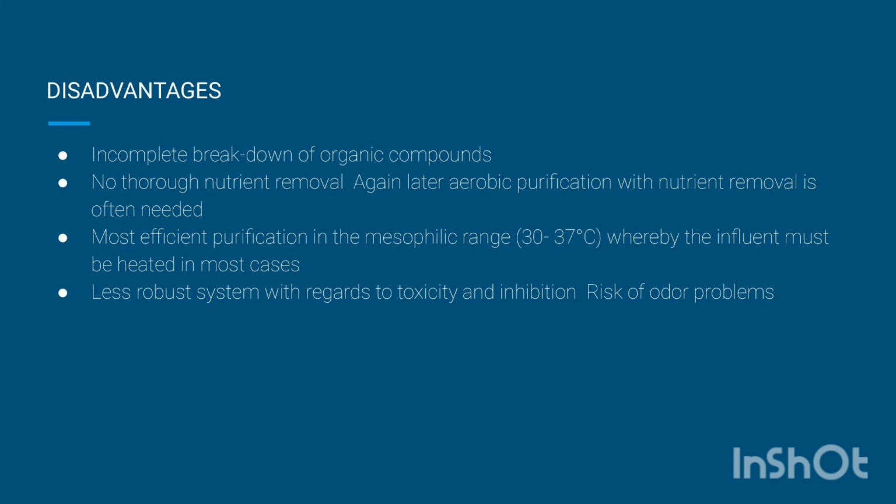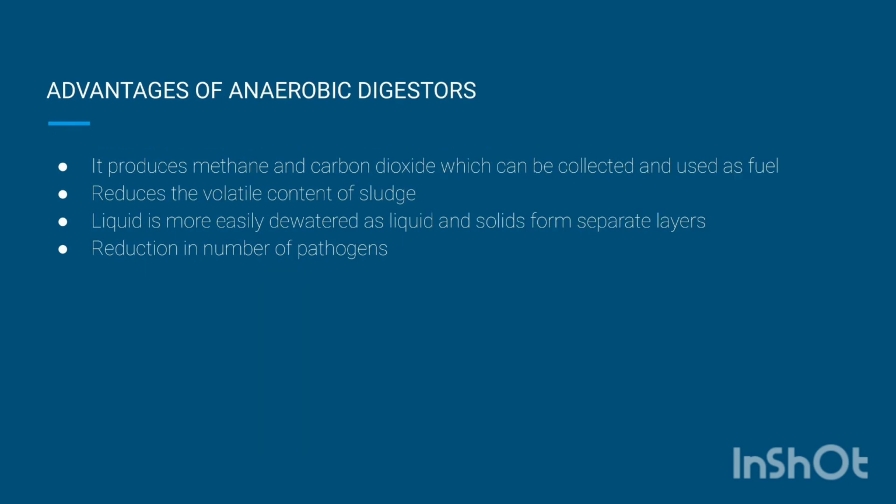Disadvantages: incomplete breakdown of organic compounds, no thorough nutrient removal. Again, later anaerobic purification with nutrient removal is often needed. Most efficient purification is in the mesophilic range of 30 to 37 degrees Celsius, whereby the influent must be heated in most cases. It is a less robust system with regard to toxicity and inhibition, with a risk of odor problems.